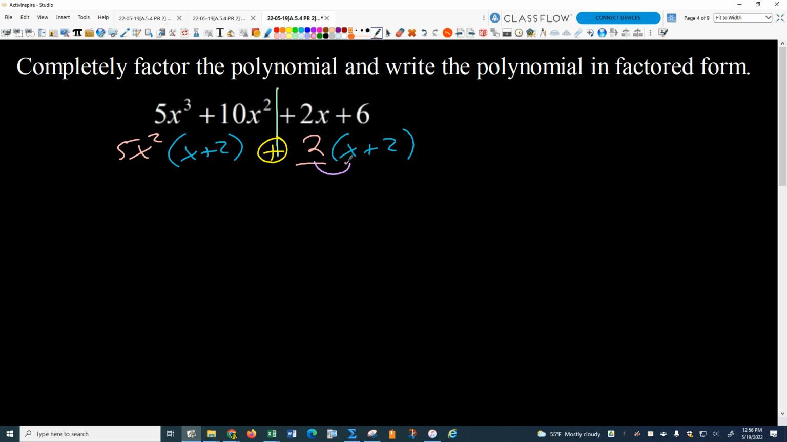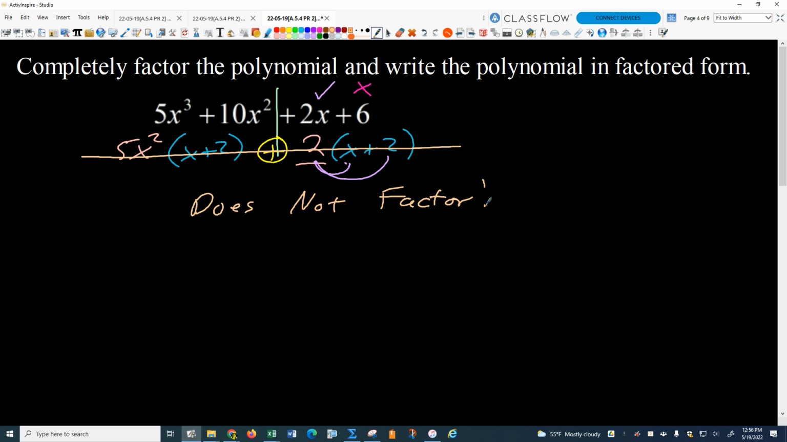Okay, let's check it and see if it works. So 2 times x is 2x. 2 times 2 is not 6. Look what happened. We got a no-go there, right? So what that means is that this one doesn't factor. Okay, we could just cross this whole thing out. Doesn't factor, okay?